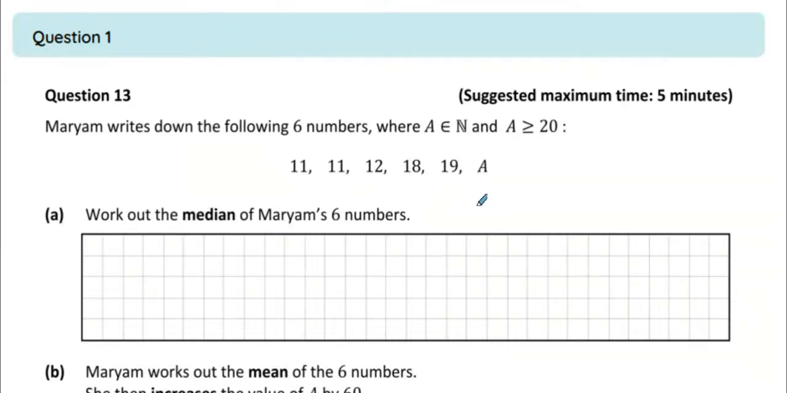There's 6 numbers, and it's in order of size. See this symbol here? What does that mean? A is bigger than 20. A could be any number bigger than 20. It could be 25. It could be 38. It could be 100. It could be 20 as well, exactly. We don't know what size A is, but all that we know is it's definitely the biggest number. Okay?